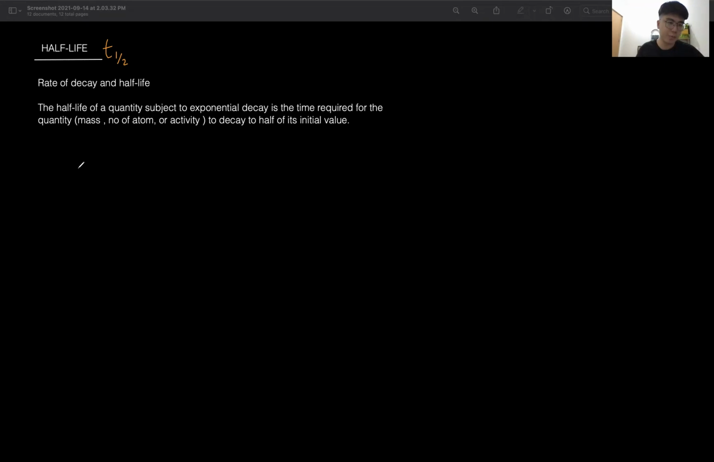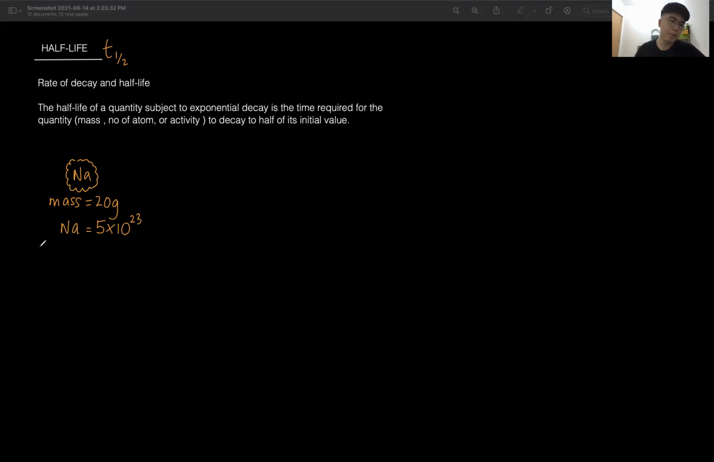Let's say we have sodium 24. Sodium 24 is radioactive, right? It's unstable, so it can give out radiation. So let's say we have sodium 24, and then we measure the mass: 20 gram, initial mass. And not only do we measure the mass, we measure the number of sodium atoms, and we found 5 times 10 to the 23 atoms.